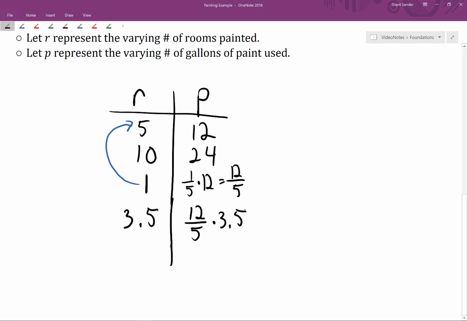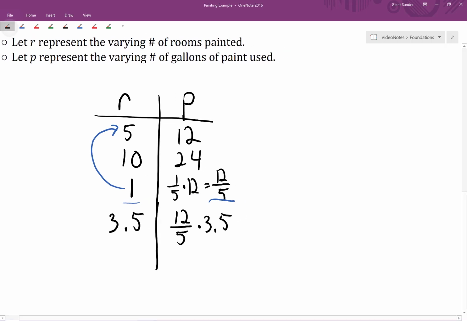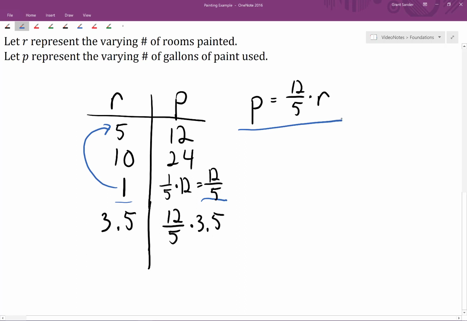And it turns out, in general, the number of gallons of paint needed is going to be 12/5 times as large as the number of rooms painted. So, let's say that one more time. The number of gallons of paint needed is 12/5 times as large as the number of rooms painted, which means that P, which is the number of gallons of paint needed, is 12/5 times as large as the number of rooms painted R. And therefore, P is equal to 12/5 times R, which is a formula that expresses P in terms of R.